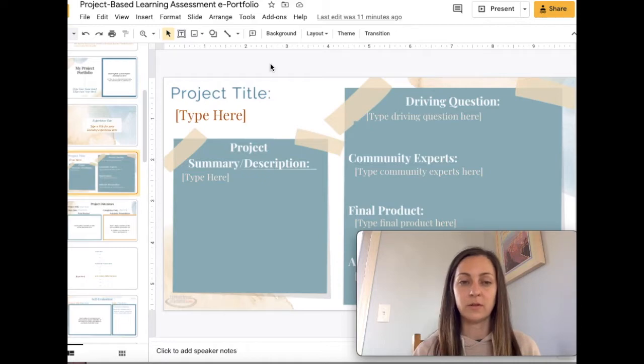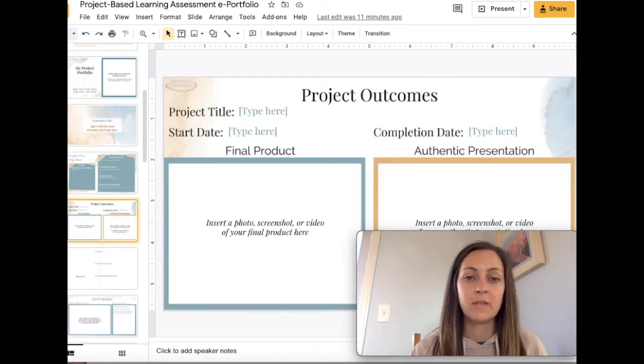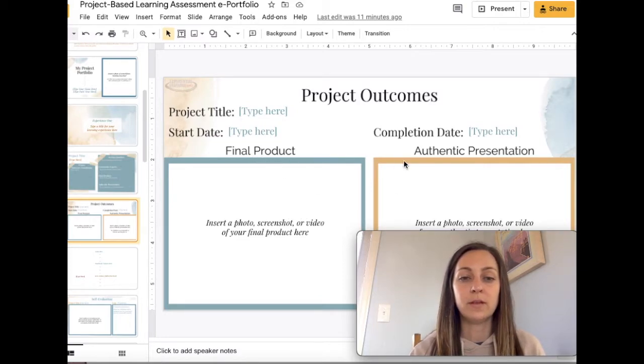There's context around it. They understand what the rubric is showing. They understand what the picture of the final product is about. Like it needs context. So that's what this slide is for. Then students put in evidence of these really essential pieces of project-based learning: the innovative final product and authentic presentation. They insert a photo, a screenshot, or a video of those two things in action right here.